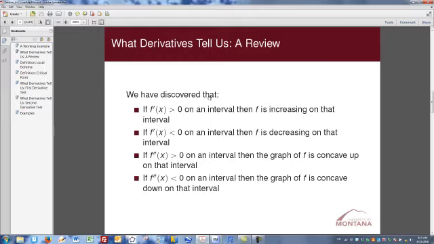So let's just review. What do the first and second derivatives tell us? Well, we know that if the first derivative is greater than 0 on an interval of a graph, then f is increasing on that interval. If it's less than 0, if it's negatively valued on an interval, then f is decreasing on that interval. Likewise, the second derivative tells us a little bit about concavity. If the second derivative is greater than 0 on an interval, then the graph's concave up on that interval. And if the second derivative is negative on an interval, then the graph is concave down on that interval.